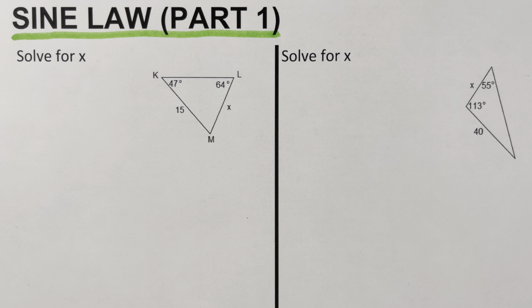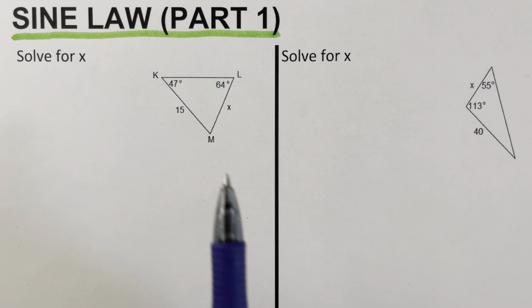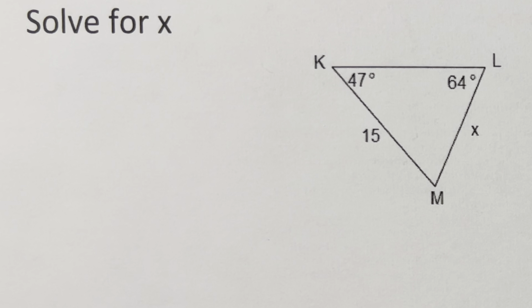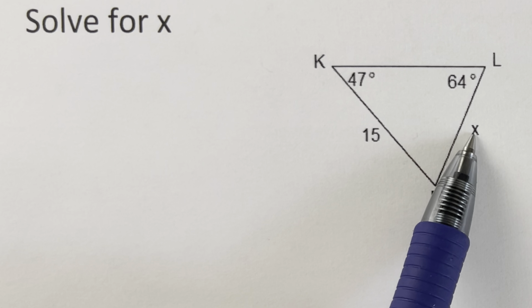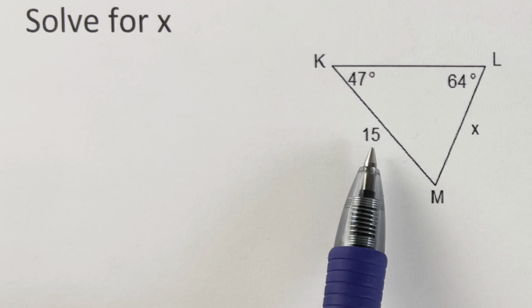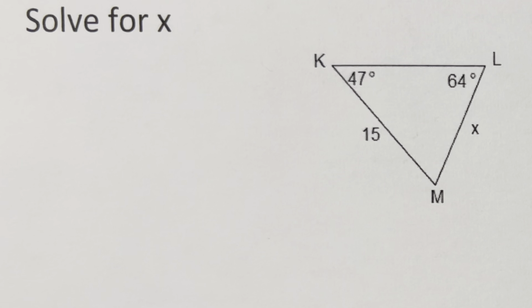Okay, so let's go over these problems. Let's start with the first one. We're supposed to solve for side x. Based on the law of sines, we can partner these two up, the x and 47 degrees, and the 15 and 64 degrees, so that we can set up the equation as x.